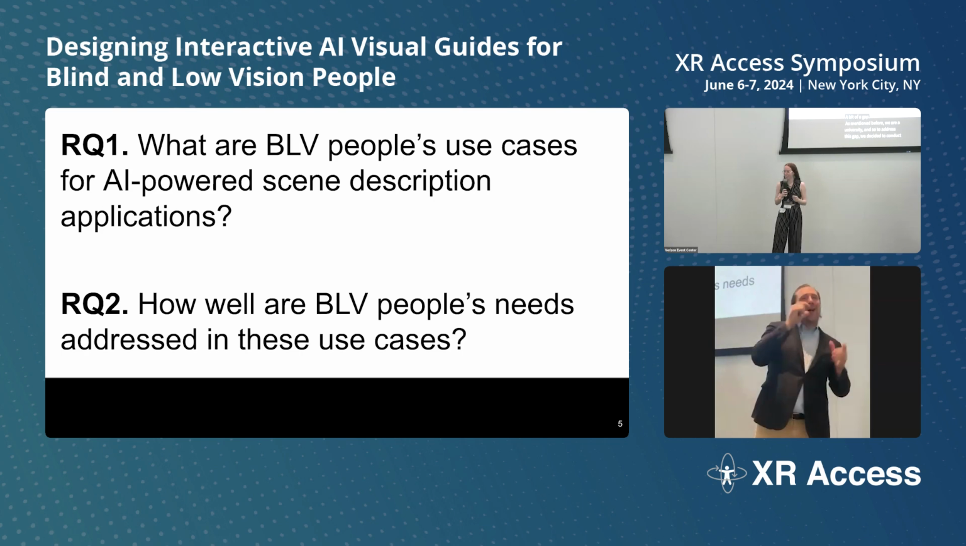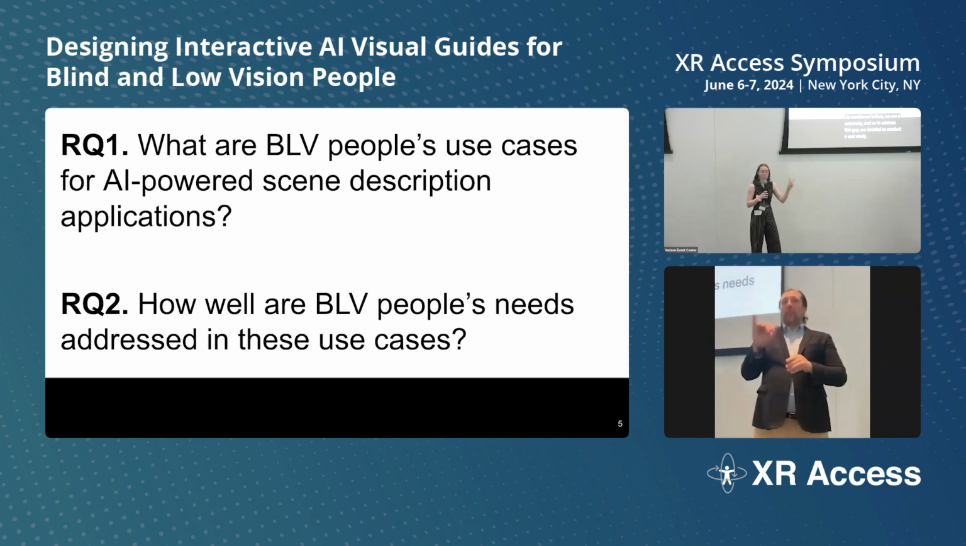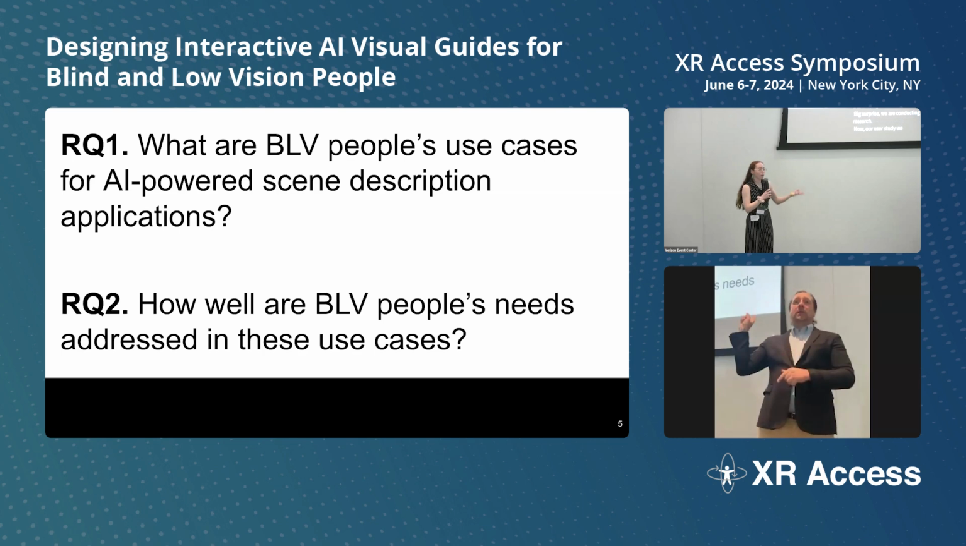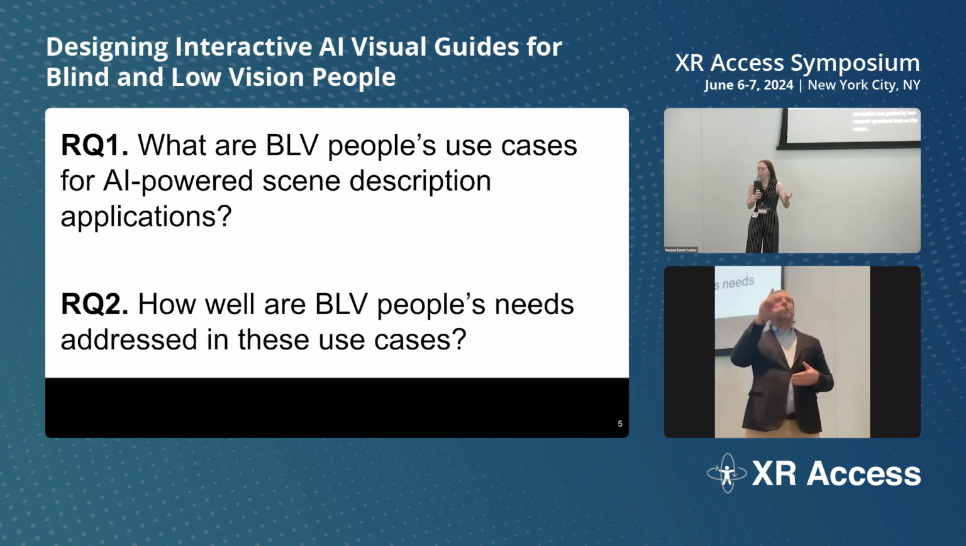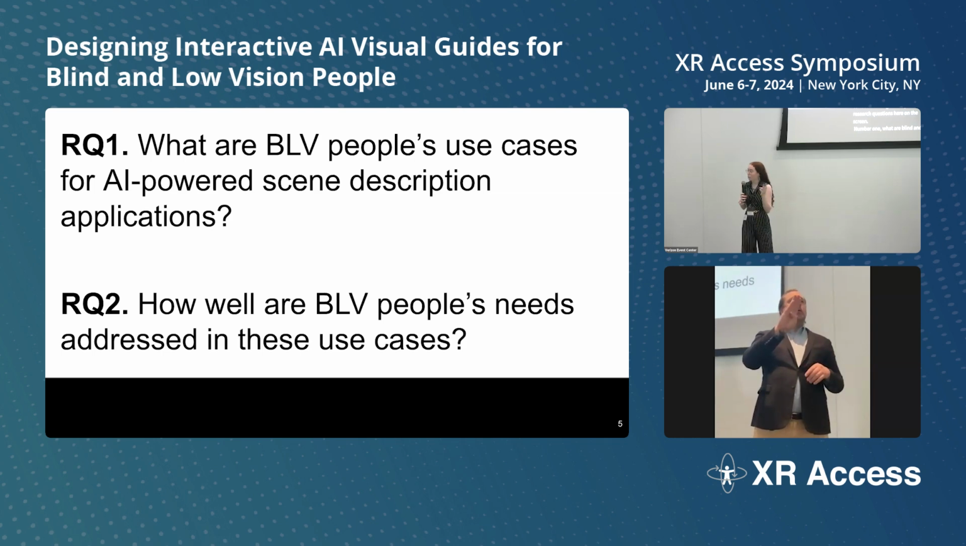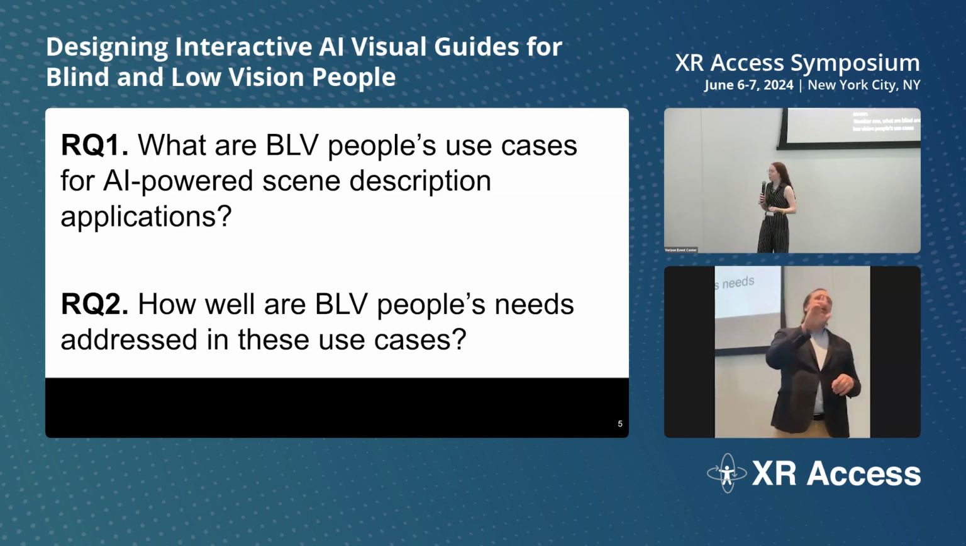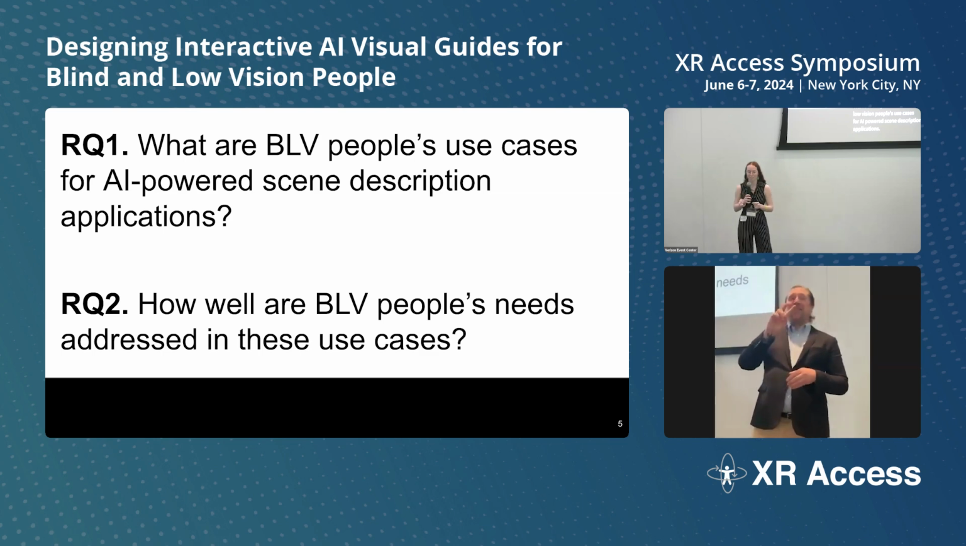Now, the user study that we conducted was guided by two research questions here on the screen. Number one, what are blind and low vision people's use cases for AI-powered scene description applications? And number two, how well are blind and low vision people's needs addressed in these use cases?